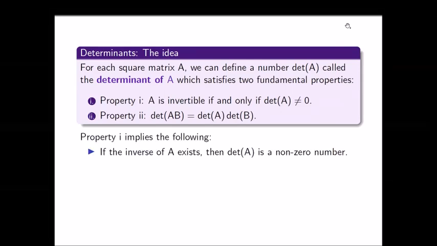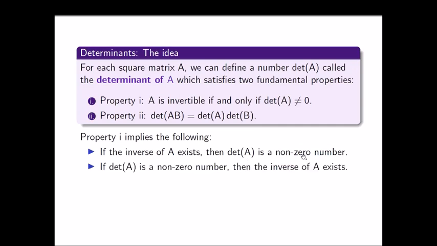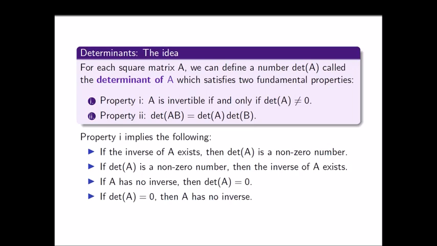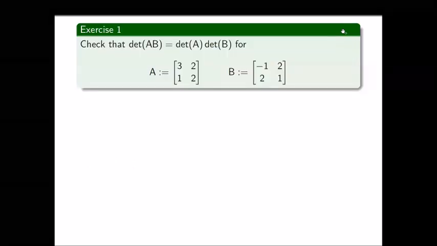Note that property 1 implies the following four properties. The first is that if the inverse of A exists, then the determinant of A is a non-zero number. If the determinant is a non-zero number, then the inverse exists. If the matrix has no inverse, then the determinant has to be 0. And if the determinant is 0, then the matrix cannot have an inverse. Okay, so let's look at an exercise.